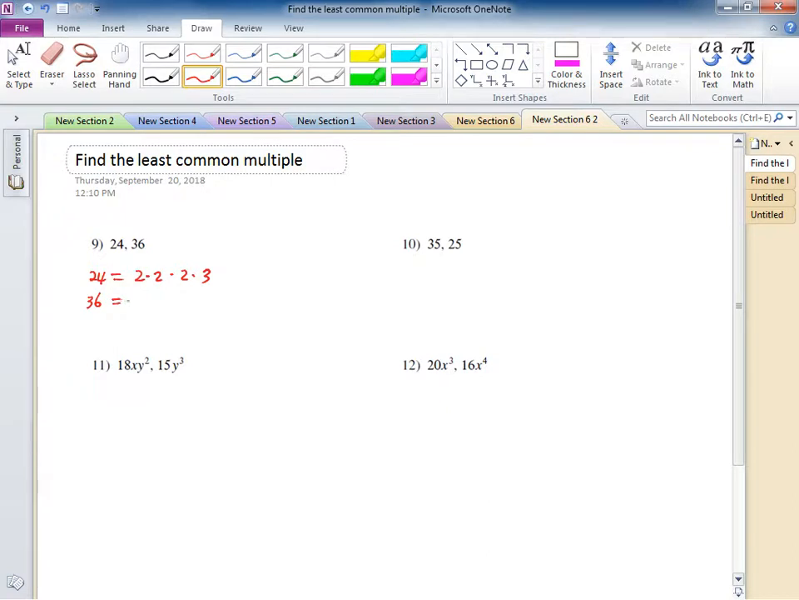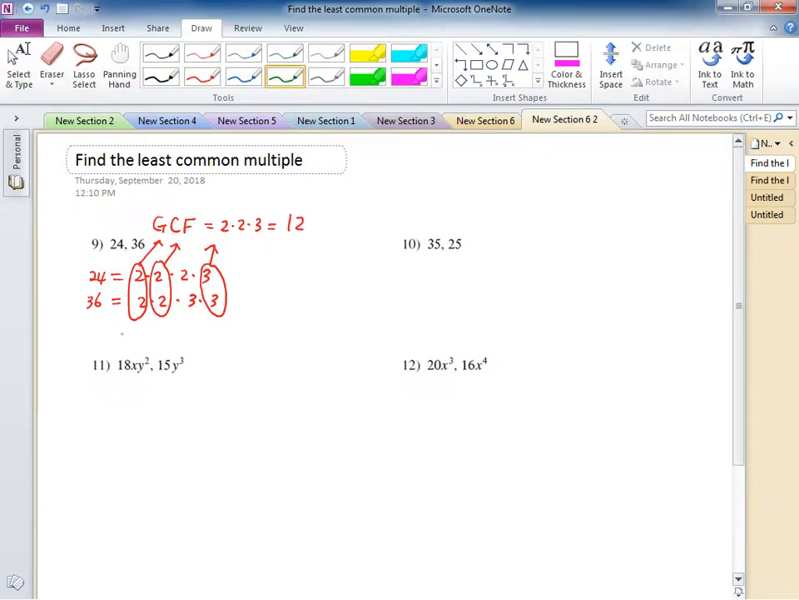36 is 6 times 6, 6 means 2 times 3, right? So 2 times 3 times 2 times 3. So that is 36, prime factorization. So I'm going to see the factors and then see what is common. These are the same numbers, so these together are going to be multiplied. That's called the greatest common factor. And we are very good at greatest common factor because we use those numbers for factoring.